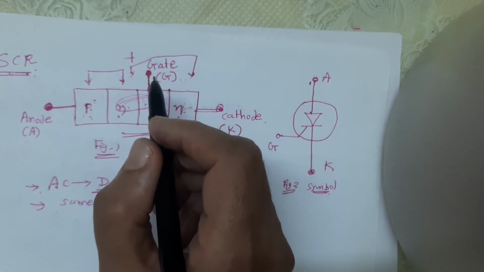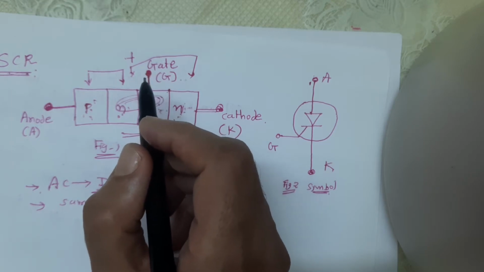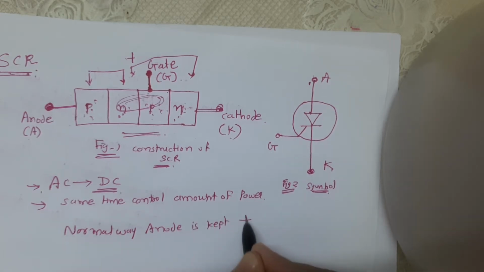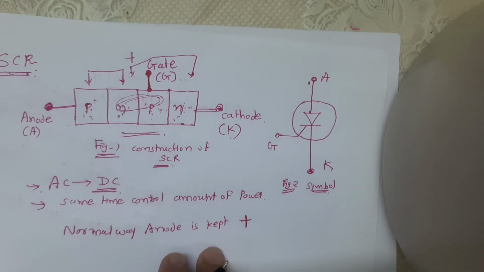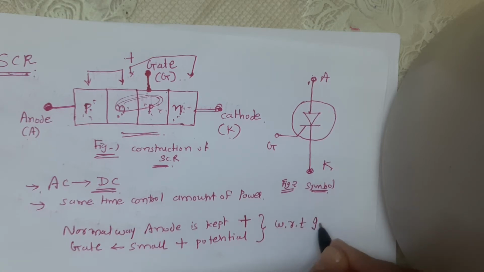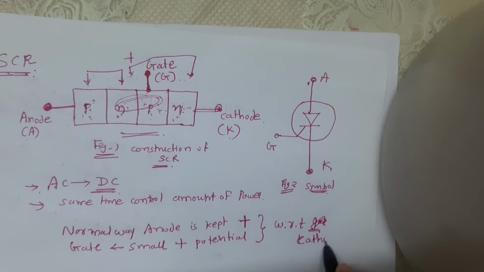In the normal operating condition of the SCR, the anode is held at a high positive potential with respect to the cathode, and the gate at a small positive potential, both with respect to the cathode.